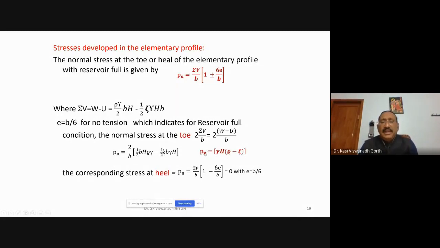So gamma H into rho minus zeta is the normal stress which is acting at the toe. Similarly, at the heel also you will be able to compute. Similarly, for the normal stress at the heel, by taking the minus sign and substituting all the values, you will be getting 0 directly because e is going to be b by 6.